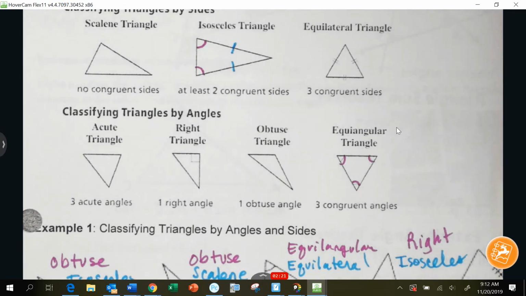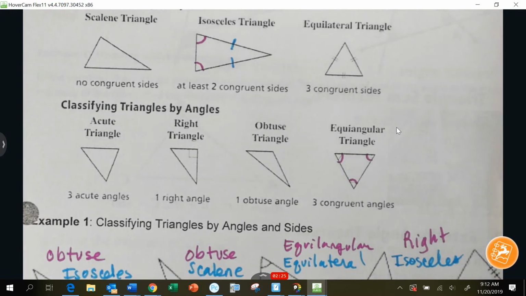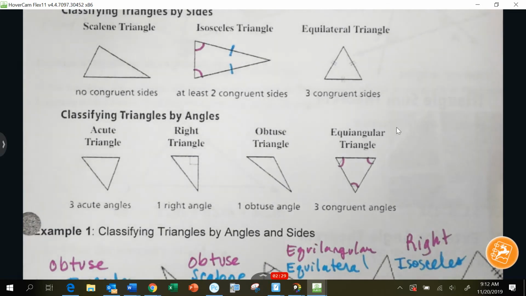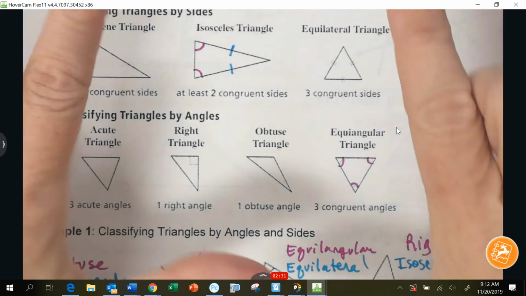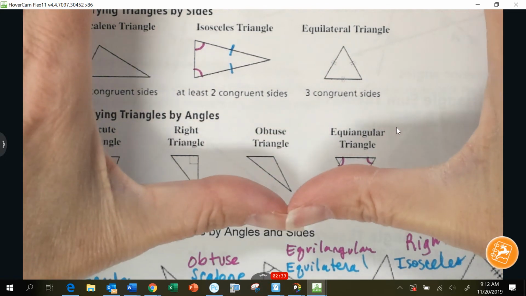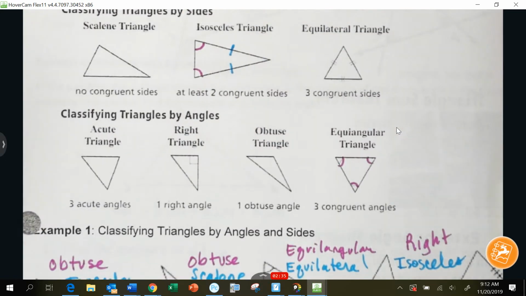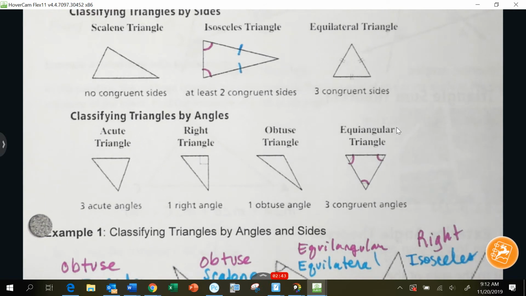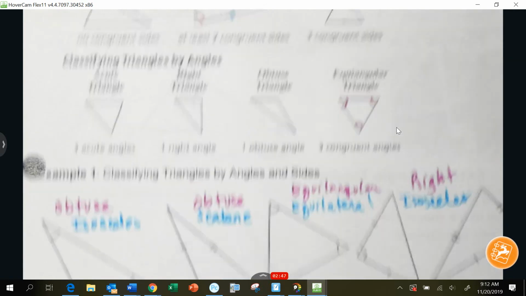What do all 3 angles in a triangle have to add up to be? 180. That's actually in this packet, if you didn't know that from before. So if 2 of the angles in a triangle are already 90, we're already at 180. So that means we don't have a third angle, or it's 0 degrees, which is not possible. So that's why we can't have 2 right angles in the same triangle.